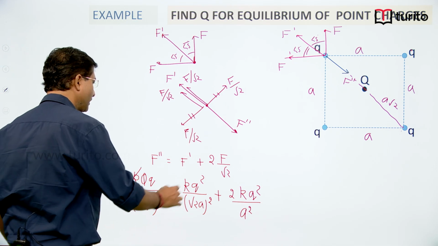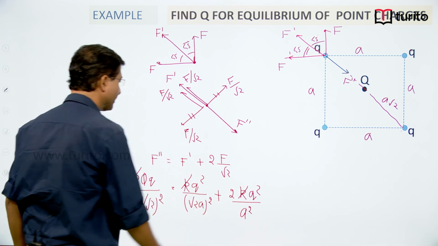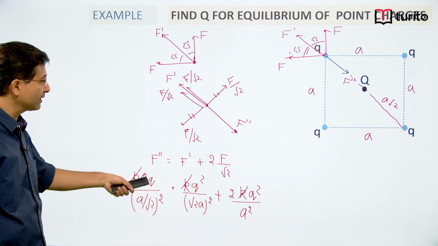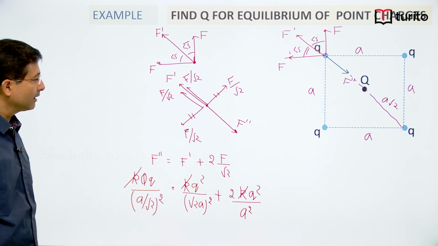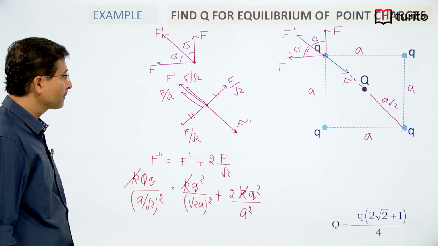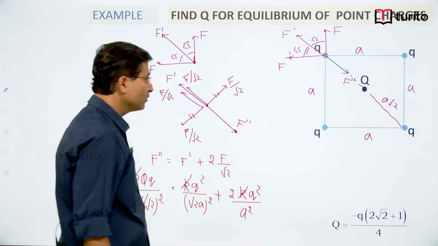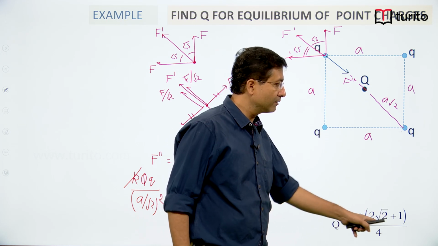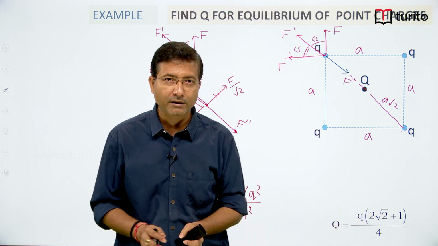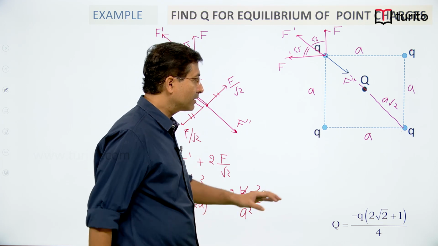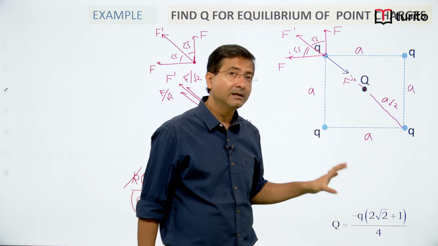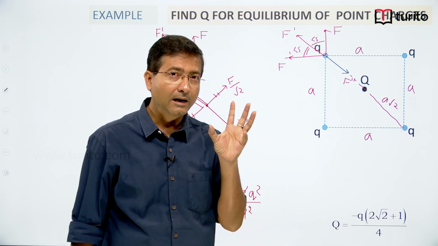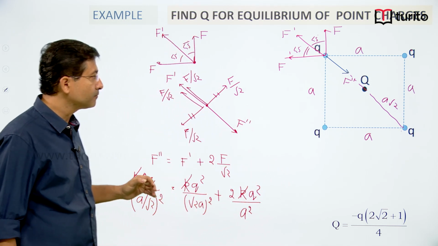This k gets cancelled out, even a square will get cancelled out, you can rearrange all these terms, and when you simplify, then you will get Q is equal to minus small q times (2 root 2 plus 1) divided by 4. That means, for this particular value of capital Q, this system will be in equilibrium. What type of equilibrium? We have already discussed, unstable equilibrium.